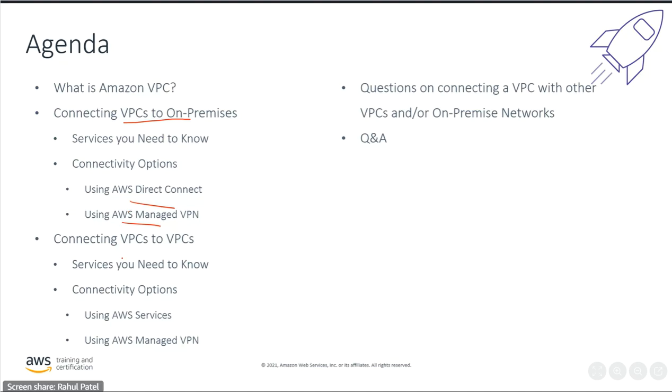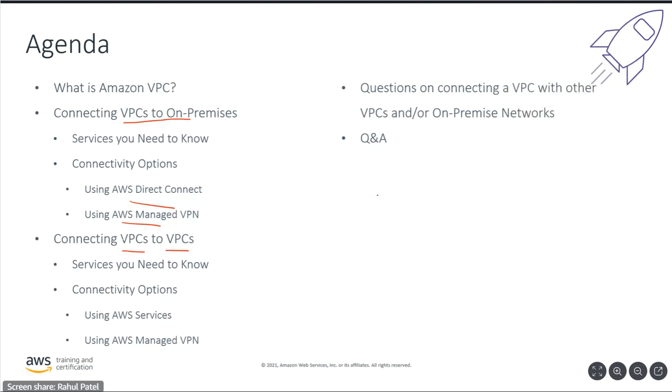Again, if you have a scenario where you need to connect multiple VPCs, so you have a VPC for your development team and another VPC for your production team, and you want to connect these two VPCs. So what are the different connecting options that we have when we want to connect multiple VPCs? This is something that we are going to explore here.